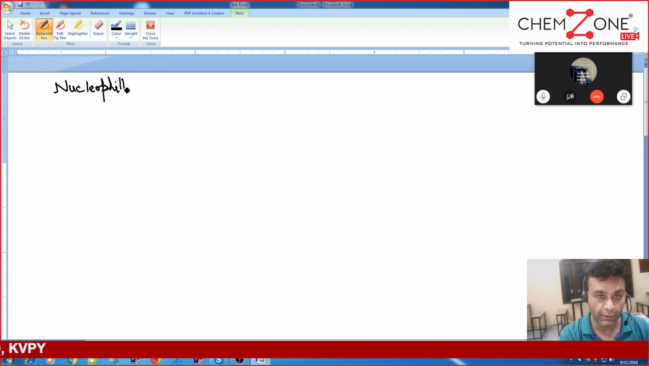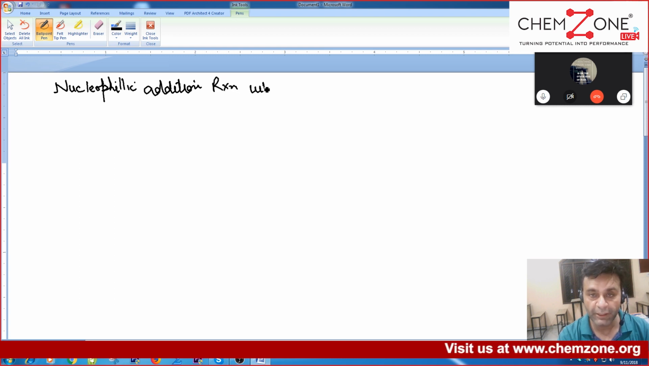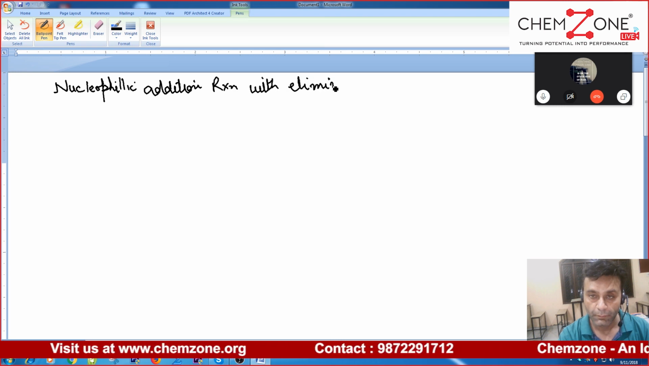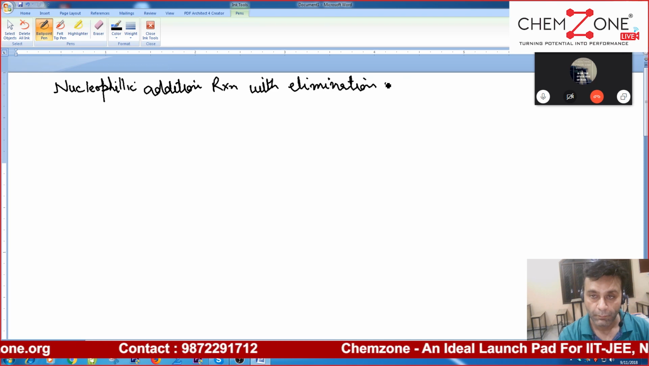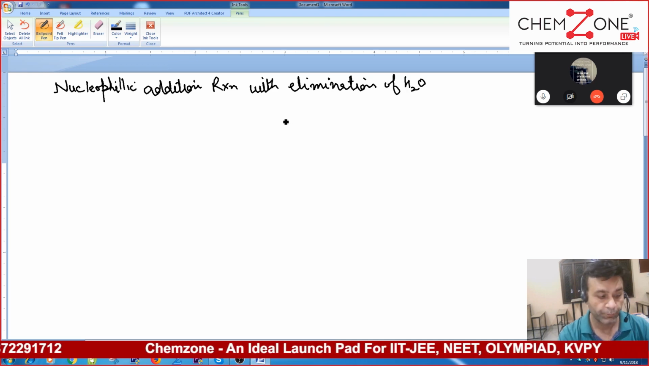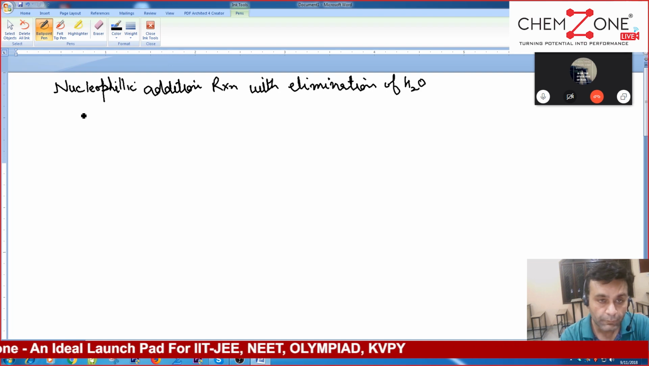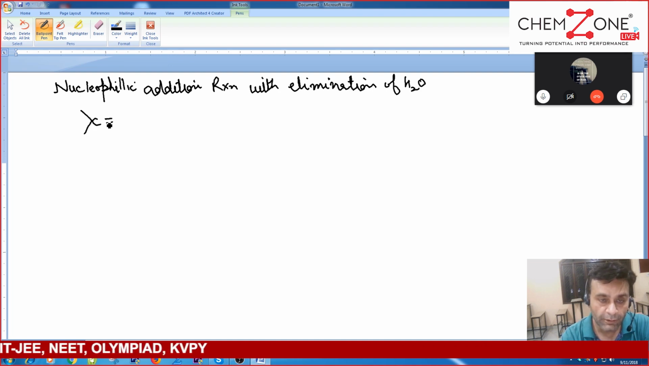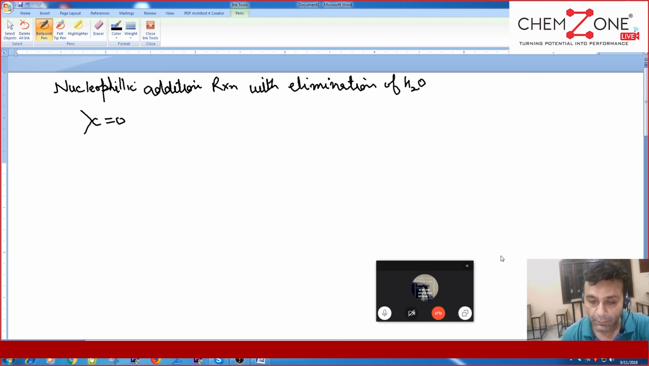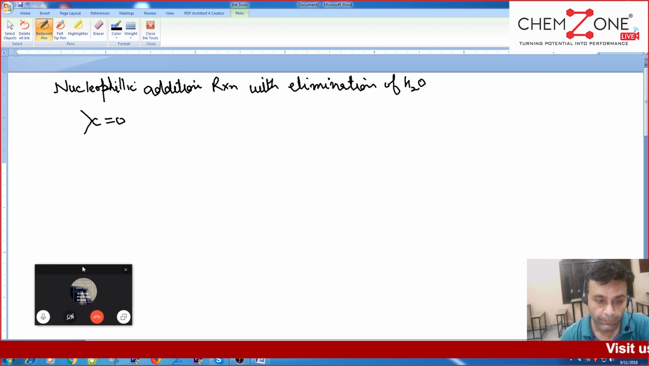So it is nucleophilic addition reactions with elimination of water. This is a general representation of the carbonyl compounds. It can be an aldehyde or it can be a ketone, right?